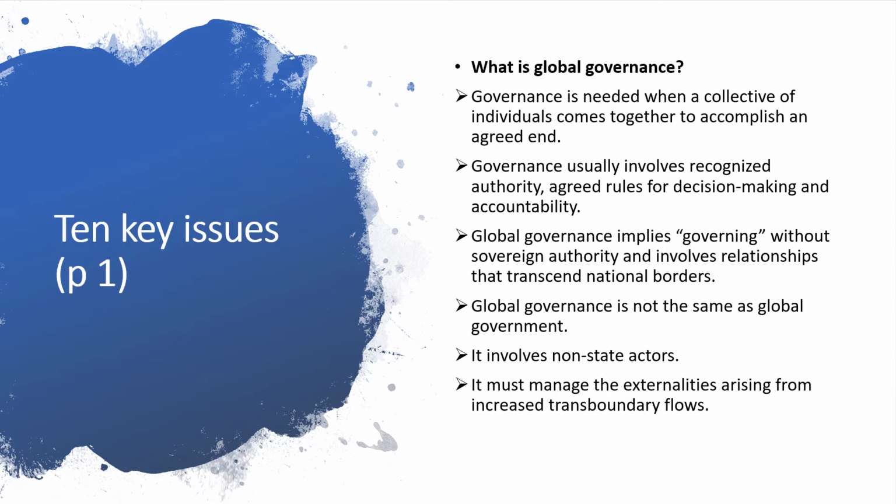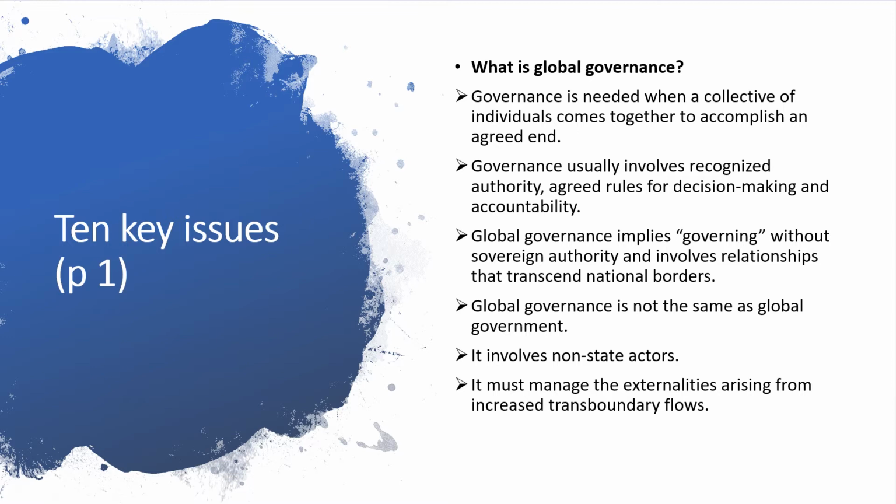When we talk about governance at the national level, we talk about recognized authority, agreed rules for decision making, and accountability. Then we move to global governance. Global governance is special because it implies governing without sovereign authority and involves relationships that transcend national borders. Global governance is not the same as global government, which refers to a very specific mechanism. It involves non-state actors. It needs to manage the externalities around increased transboundary flows.